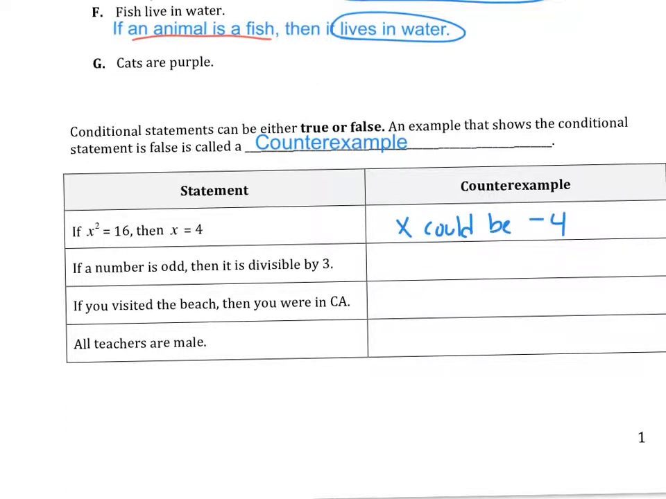Notice that a counterexample is not saying, no, that's false. It doesn't have to be 4. Oh, no, that's false. It doesn't have to be divided by 3. That's not what we're saying. What we're saying is give me an example where the first part, the hypothesis, is true, but the conclusion is false. So if a number is odd, for example, 1, 3, 5, 7, then it is divisible by 3. And we say, oh, no, 7 is not divisible by 3.